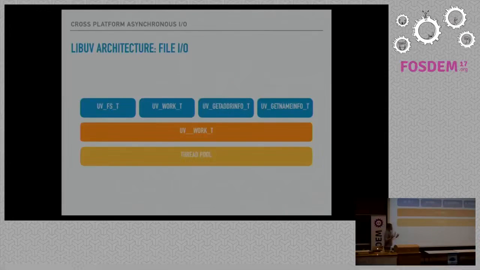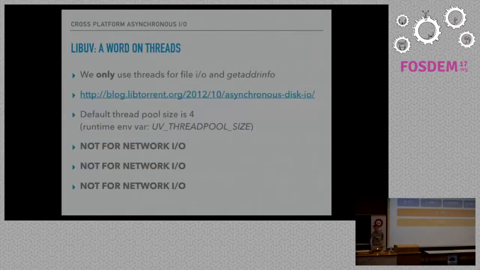For file I/O or related utilities, we have file system requests, work requests, which allow us to get a piece of work, spawn it to a thread, do the work there, and then come back. And we have name resolution functionality as well. So getaddrinfo, but we run it on a thread and give the result back to you.